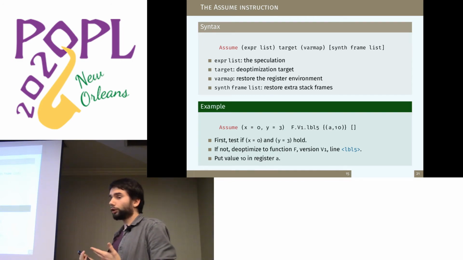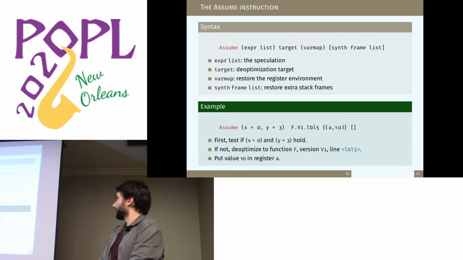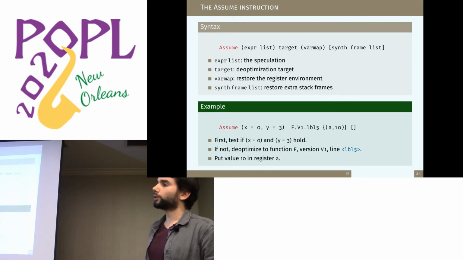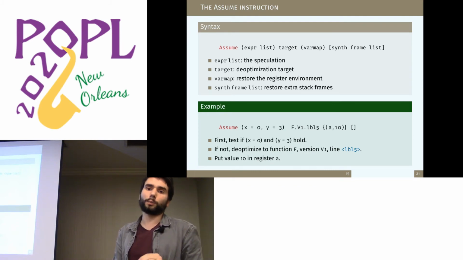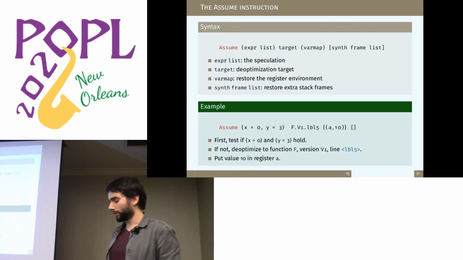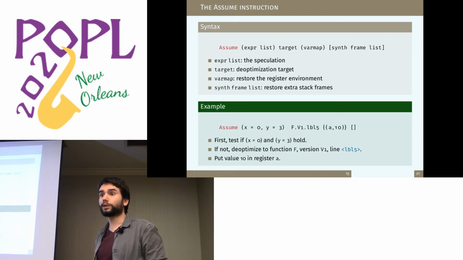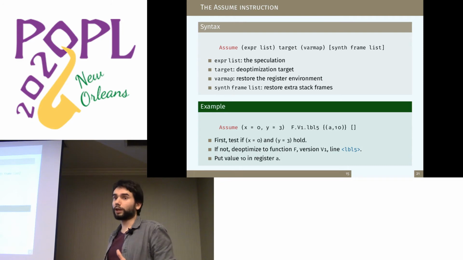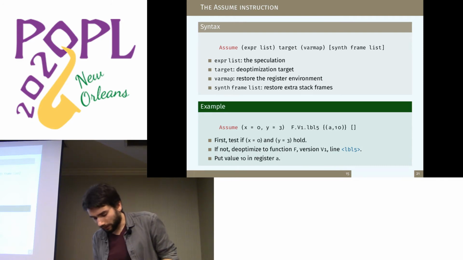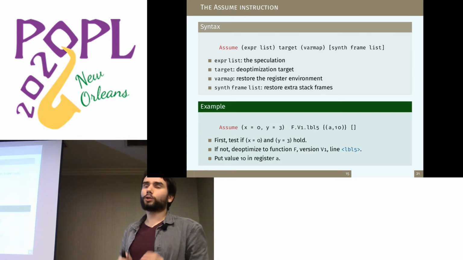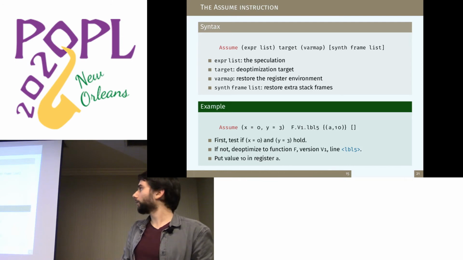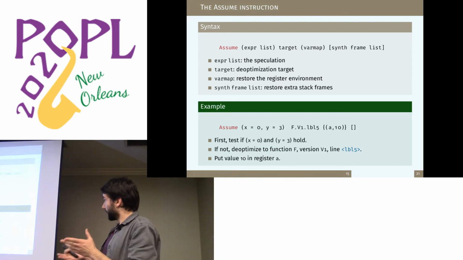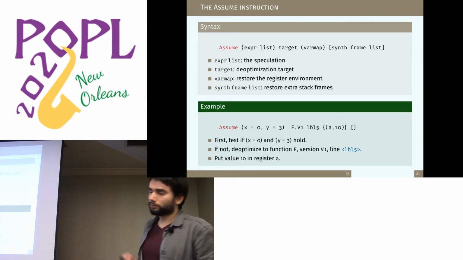In such an instruction that you can have in your new representation, you first have an expression list which represents exactly what you're speculating on. Then you have what we call the optimization target, which is more or less a PC of where you want to go back to in case of de-optimization. And then the last two things are used to restore the environment of the original program. For instance, we have this varmap that restores the register environment. And in some cases, it has been shown that the original environment had more call frames in its stack, so you need something to re-synthesize some stack frames into your stack. And so this instruction is good enough for speculative optimization.